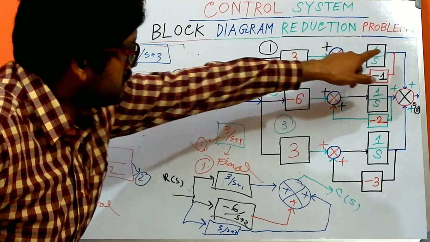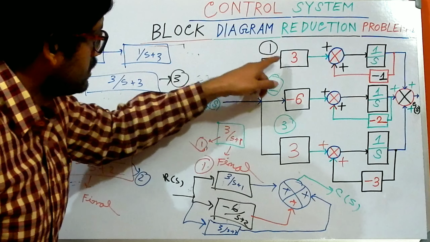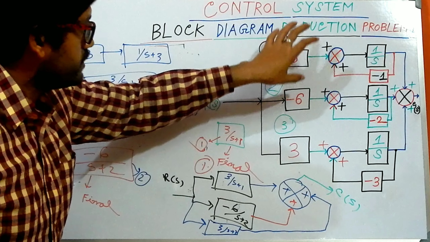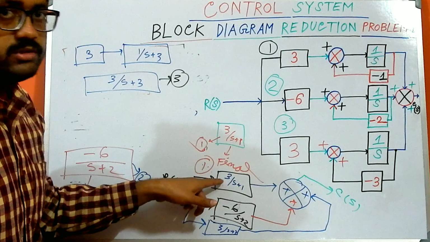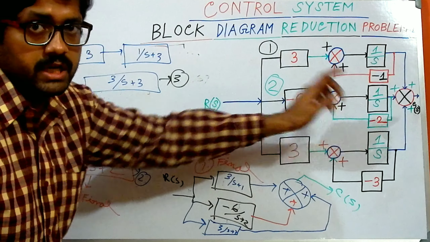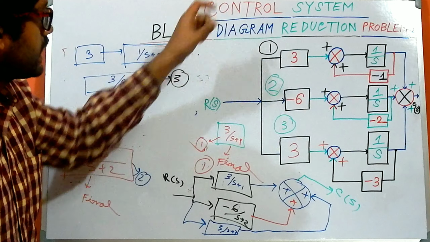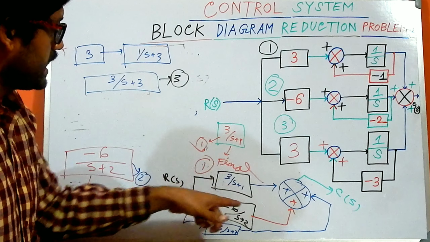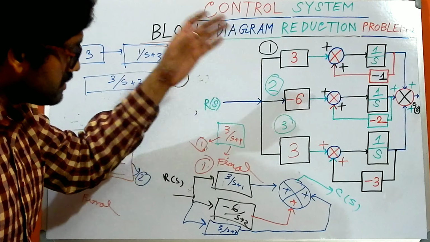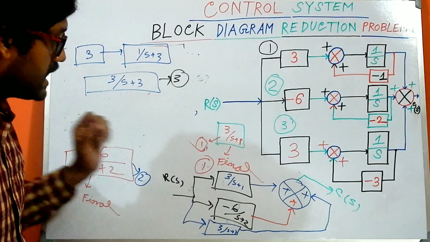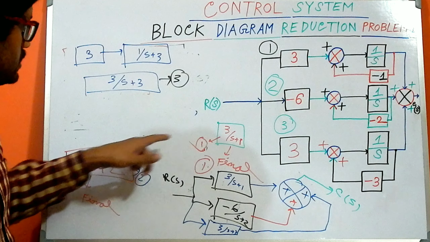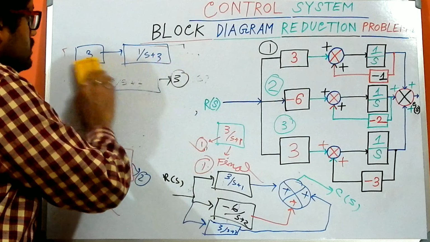So for number one line, I have got this one. That is why instead of writing this summing block along with all these blocks, I have reduced these three blocks into one block, which is 3 divided by S plus 1. Okay, for the second line also, three blocks are present over here. But I have reduced them by using block diagram reduction into only one block, which has a transfer function of minus 6 divided by S plus 2. And the last one, the same thing happened over here, and I have only one block, which is 3 divided by S plus 3. Okay, so I will erase these three blocks as I have got the final block over here.